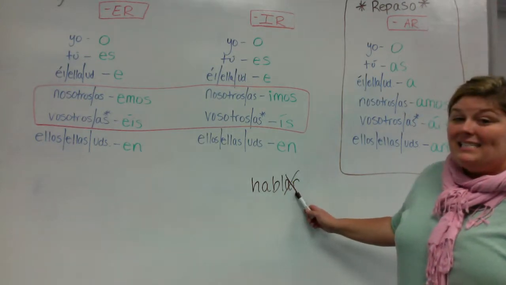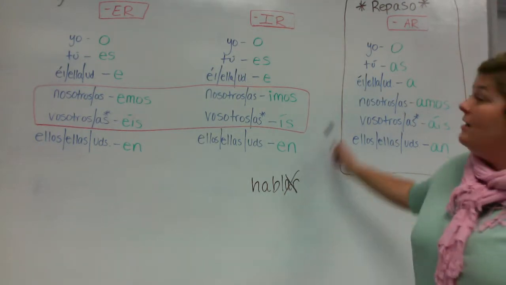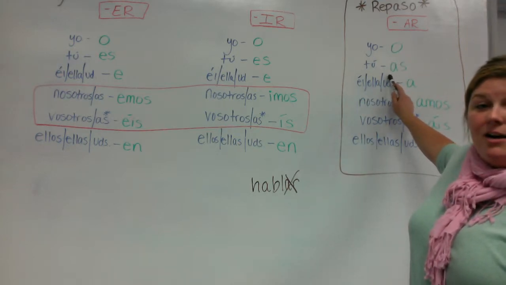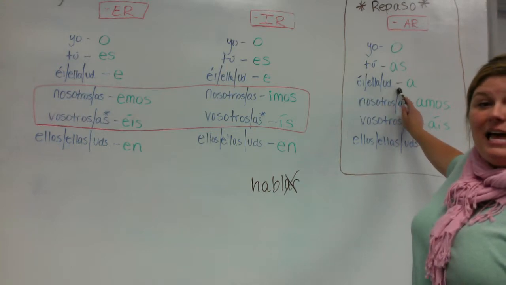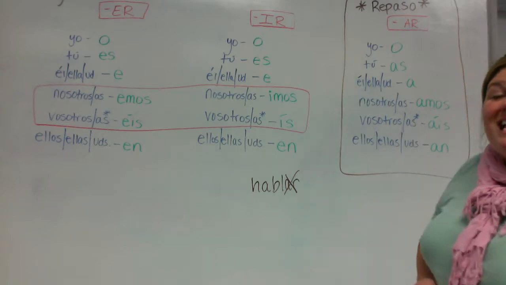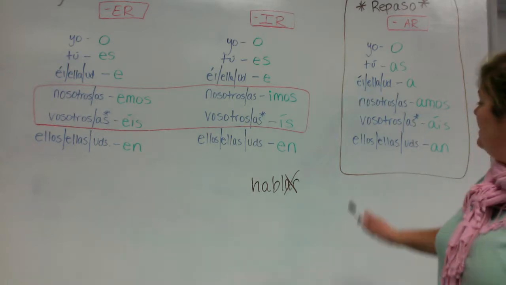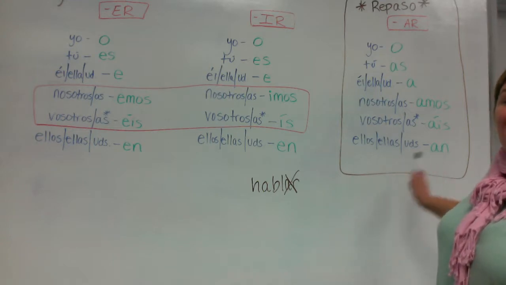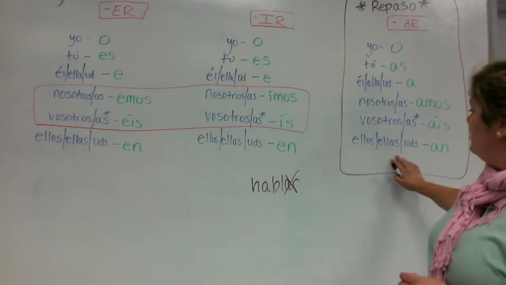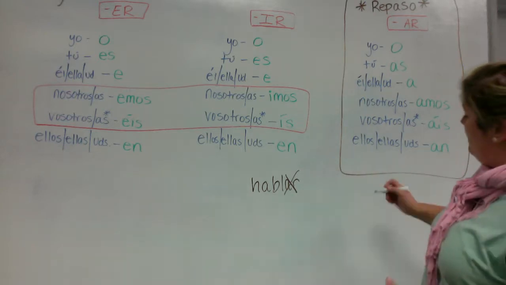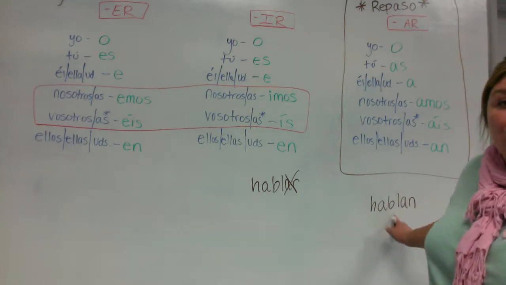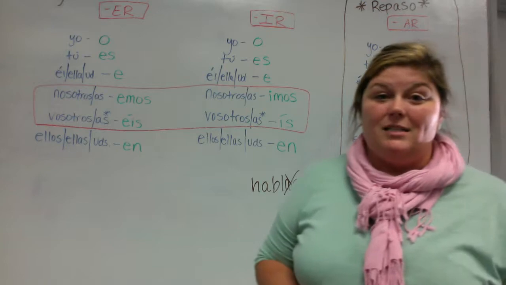So if I speak, I'm going to drop the AR and add my O. If you speak, I'm going to drop the AR and add as. For él, ella, and usted, a. Nosotros, amos. Vosotros, en España, áis. Ellos, ellas, ustedes, an. So if they are doing the speaking, in this case, I'm going to drop the AR and put an. So my verb would be hablan. They speak, or you all speak if it's ustedes doing the speaking.